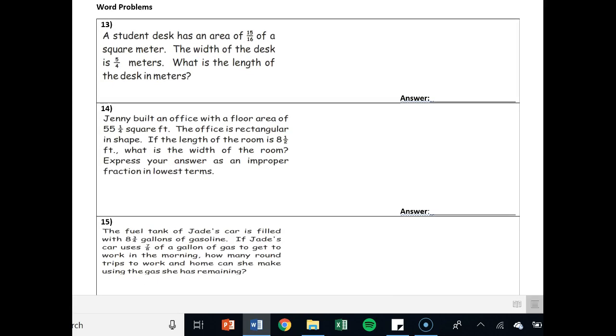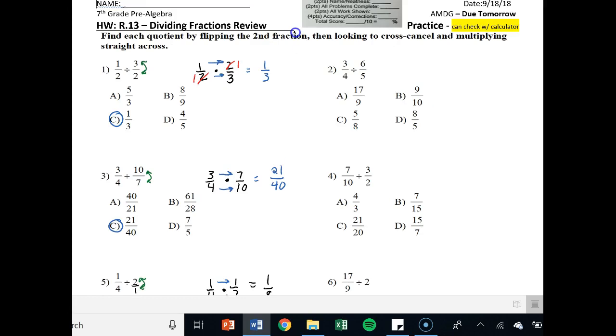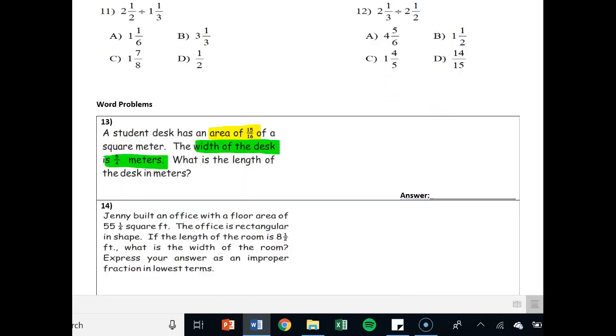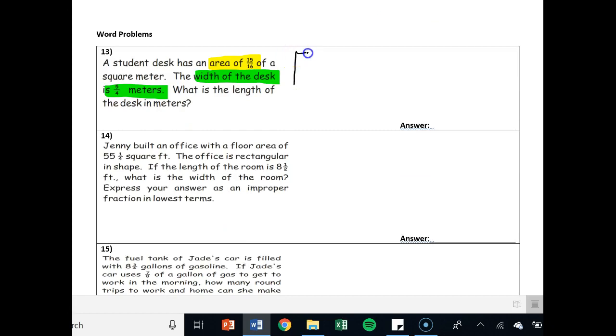Number 13, I'll do one of these word problems. So it says, a student has a desk that has an area of 15/16 square meter. The width of the desk is 5/4 meters. What is the length? So basically they're telling you, I've got this desk here. It's a rectangle. They're saying the area, the space inside, is equal to 15/16. And then they're saying it's got the width right here of 5/4. But we have no idea what the length is.